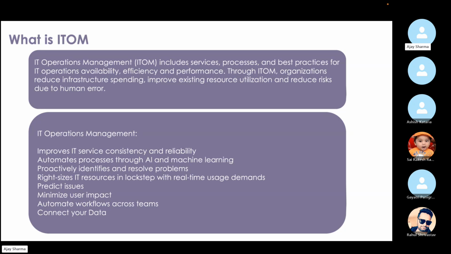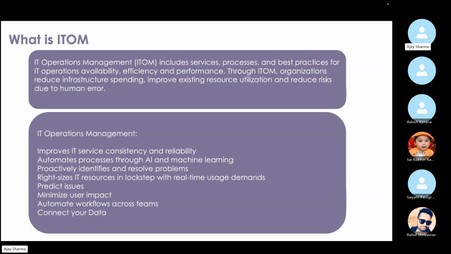AI comes into the picture for event management, where you can easily understand, based on the metric data, what type of alert can occur in the next couple of minutes if we are not able to fix that particular thing. So we will discuss examples as well. It proactively identifies and resolves problems, and right-sizes resources in lockstep with real-time usage demand. So you have visibility on your CIs, like what their usage is, how we can track it, what information we have available. We can predict issues using those things.